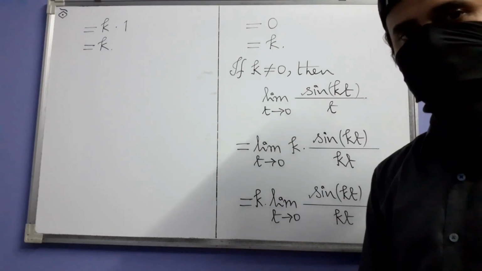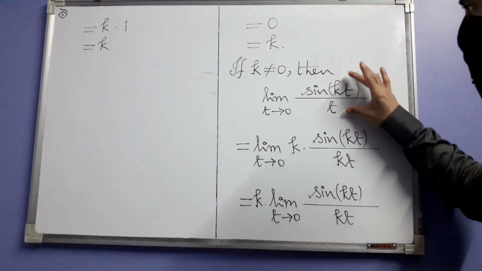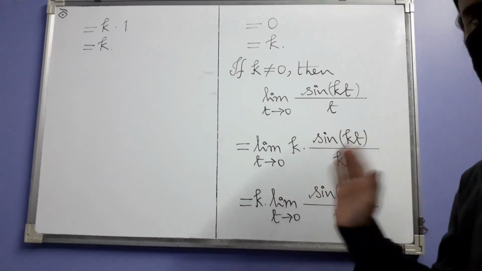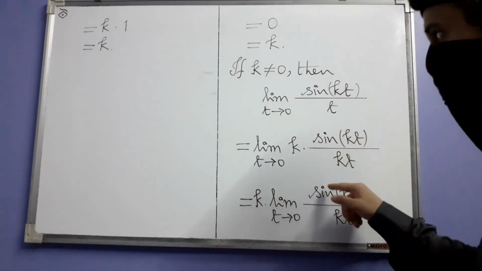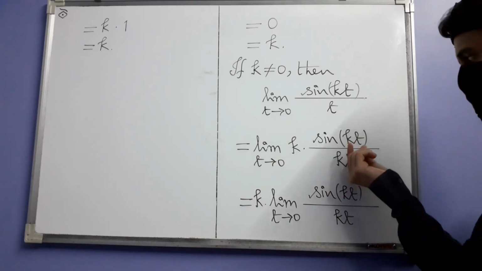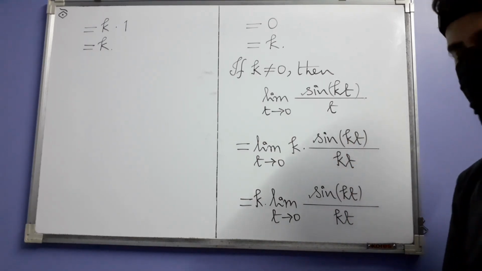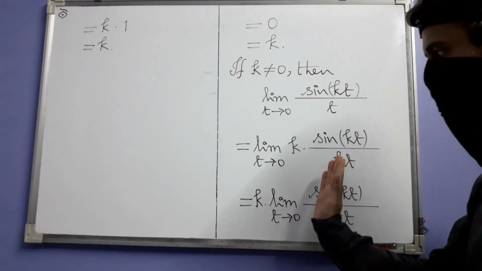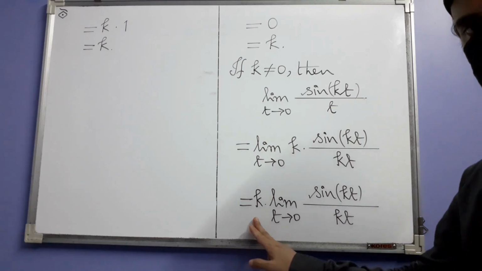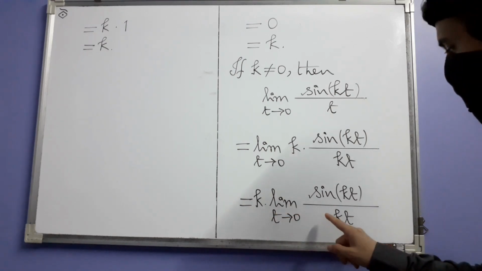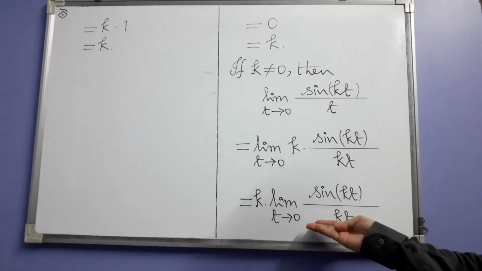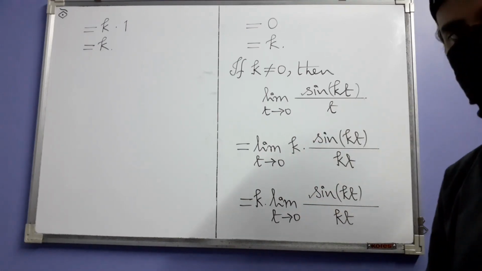If k is non-zero, then we change this sine kt divided by t into this. We multiply and divide by k, and we can do so because k is non-zero. So that way we get kt here and kt here as well, and because k is constant, it goes outside, by the constant multiple rule for limits, and then we are left with sin kt divided by kt, and you know that this limit is 1.